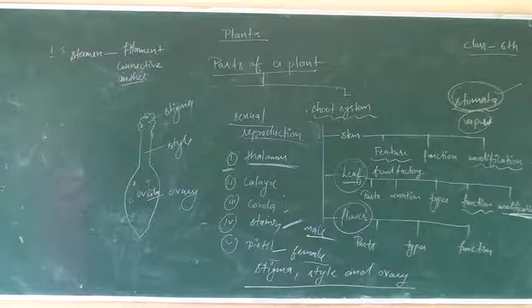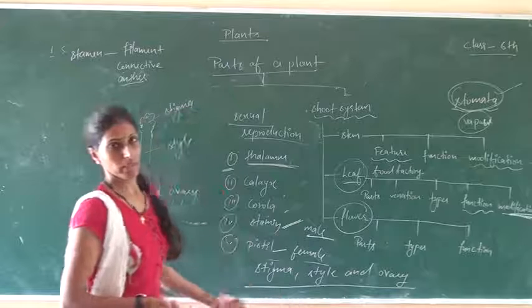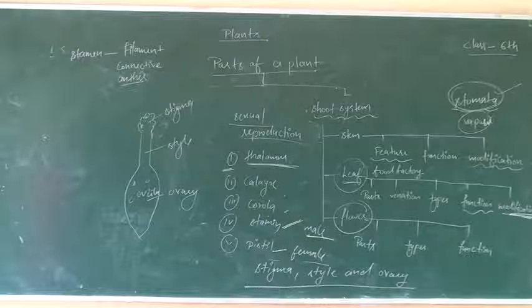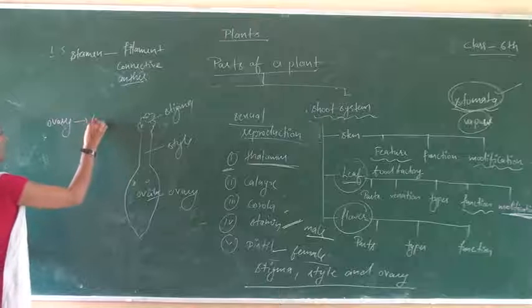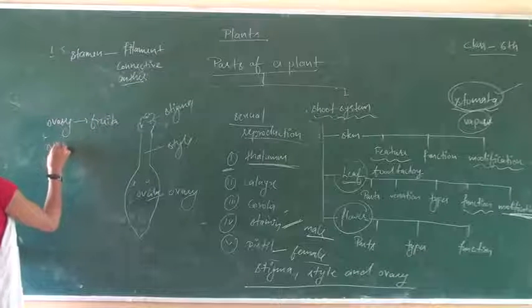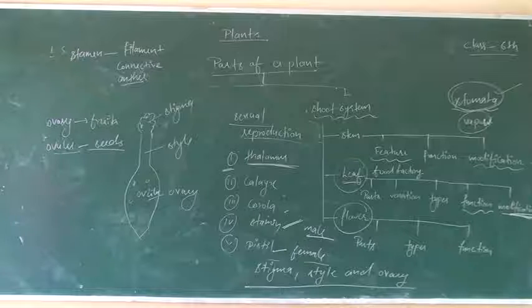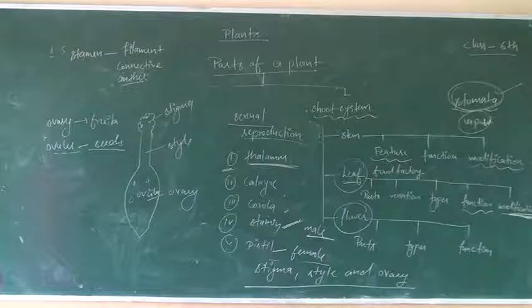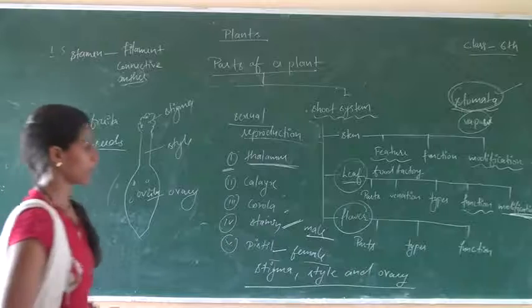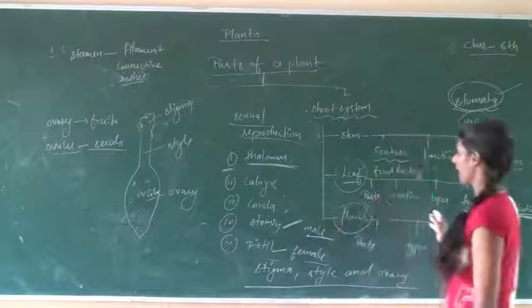After that, the functions of the flower. Flowers are the reproductive organs of the plant. As leaves are the food factory of a plant, flowers are the reproductive organ of a plant. The ovary of a flower develops into fruit and the ovules develop into seeds. The nectar of the flower is collected by honeybees to prepare honey. Perfumes are also prepared from flowers. These are the main basic parts of the flower.